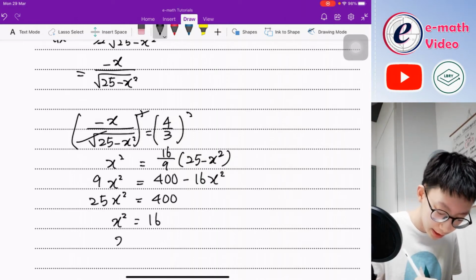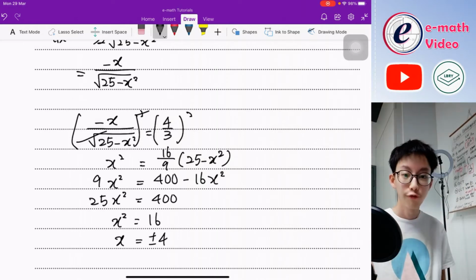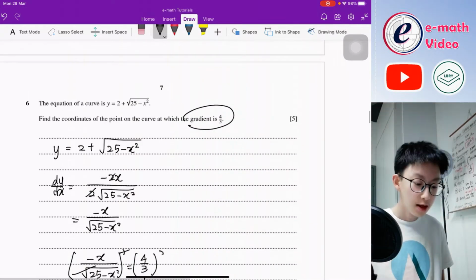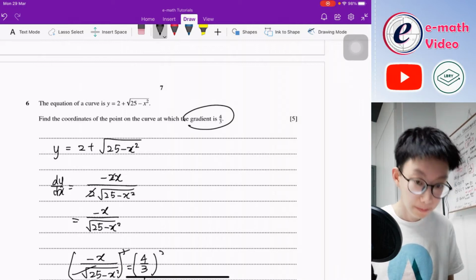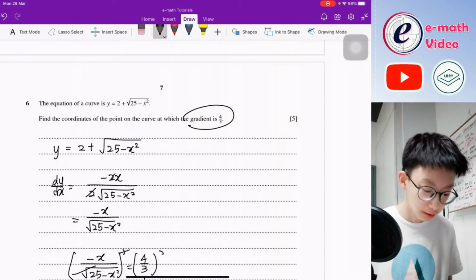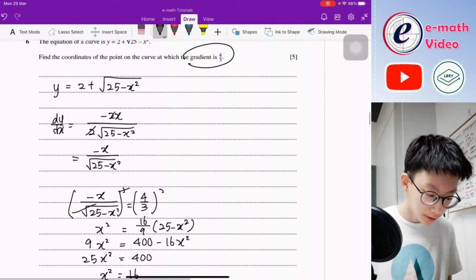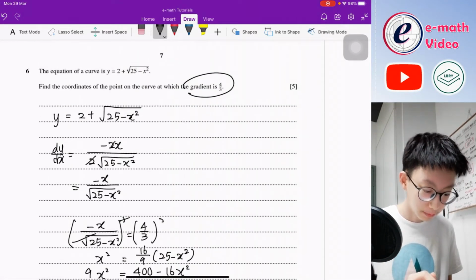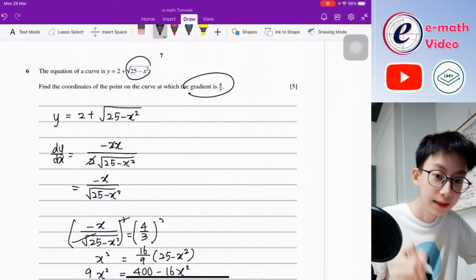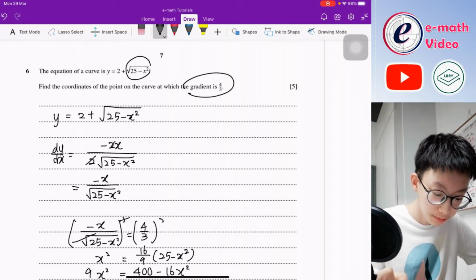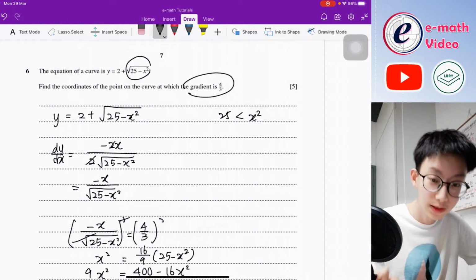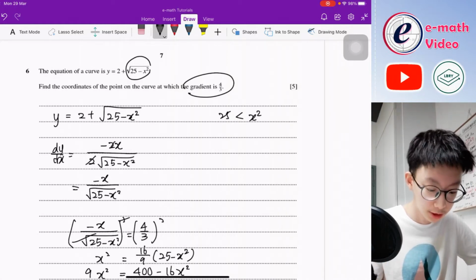16. Then your x will be plus minus 4. And do we need to check any condition? Does it tell you the domain of x? Sometimes you have to check, especially when it has a square root. So if you sub 4 inside, because you know that your square root can't take negative values, which means your x squared must always be smaller than 25. This is a condition for it to have a real solution.